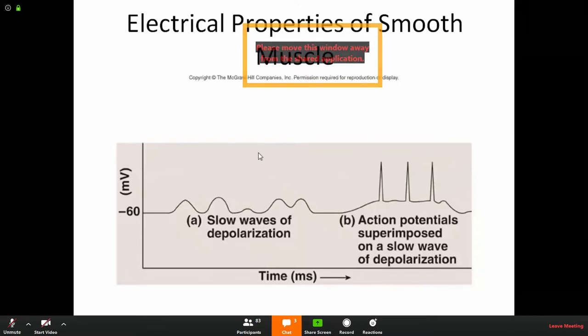Sir, what is the significance of the slow wave? This is just a resting membrane potential. Does it have no significance? The significance is when this slow wave reaches the threshold potential, then only action potential arises.